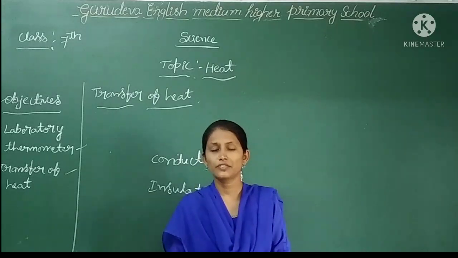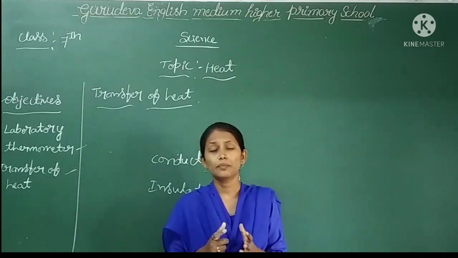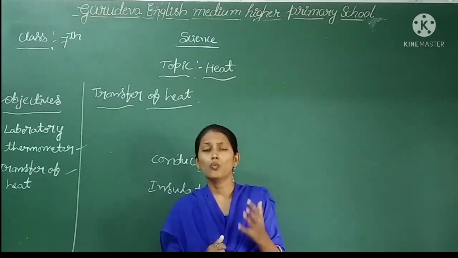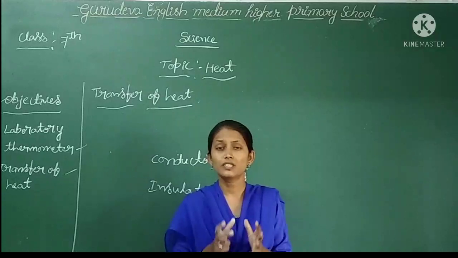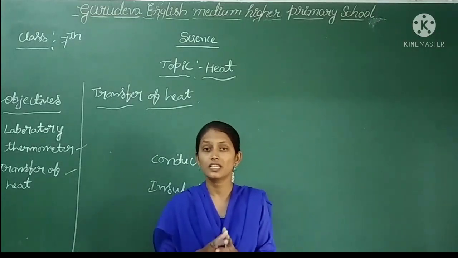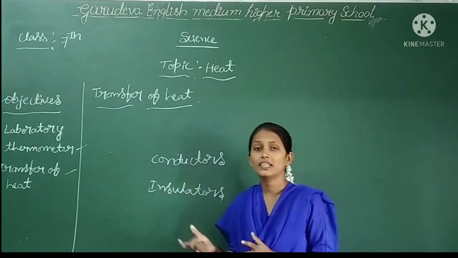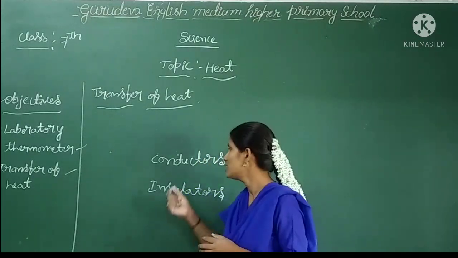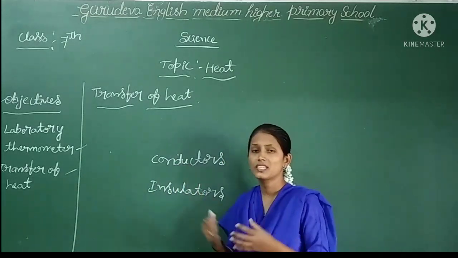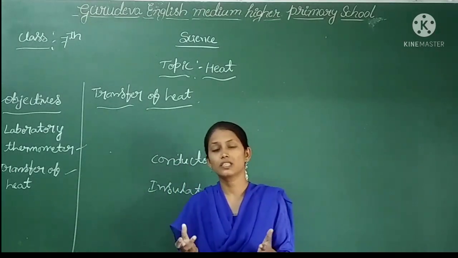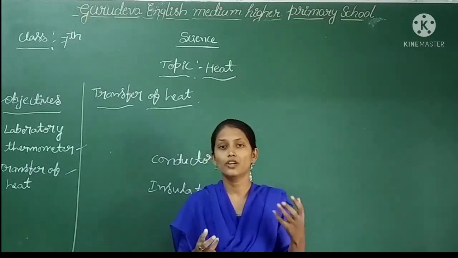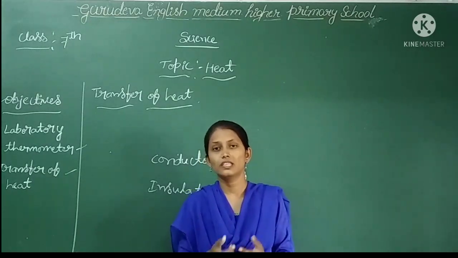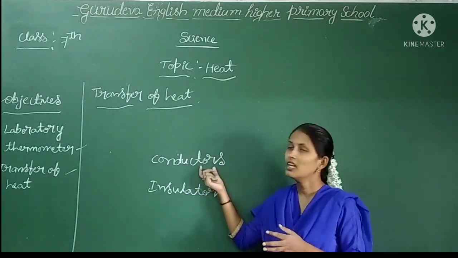Dear children, in activity 4.7 you have observed that some of the materials become hot and some of the materials don't become hot. What does it indicate? Here the metals which become hot, those we can consider as conductors. Conductors are the materials which allow heat to pass through them. For example, all the metals: silver, steel, copper, aluminium. All the metals conduct heat very easily, so we have considered those as conductors.